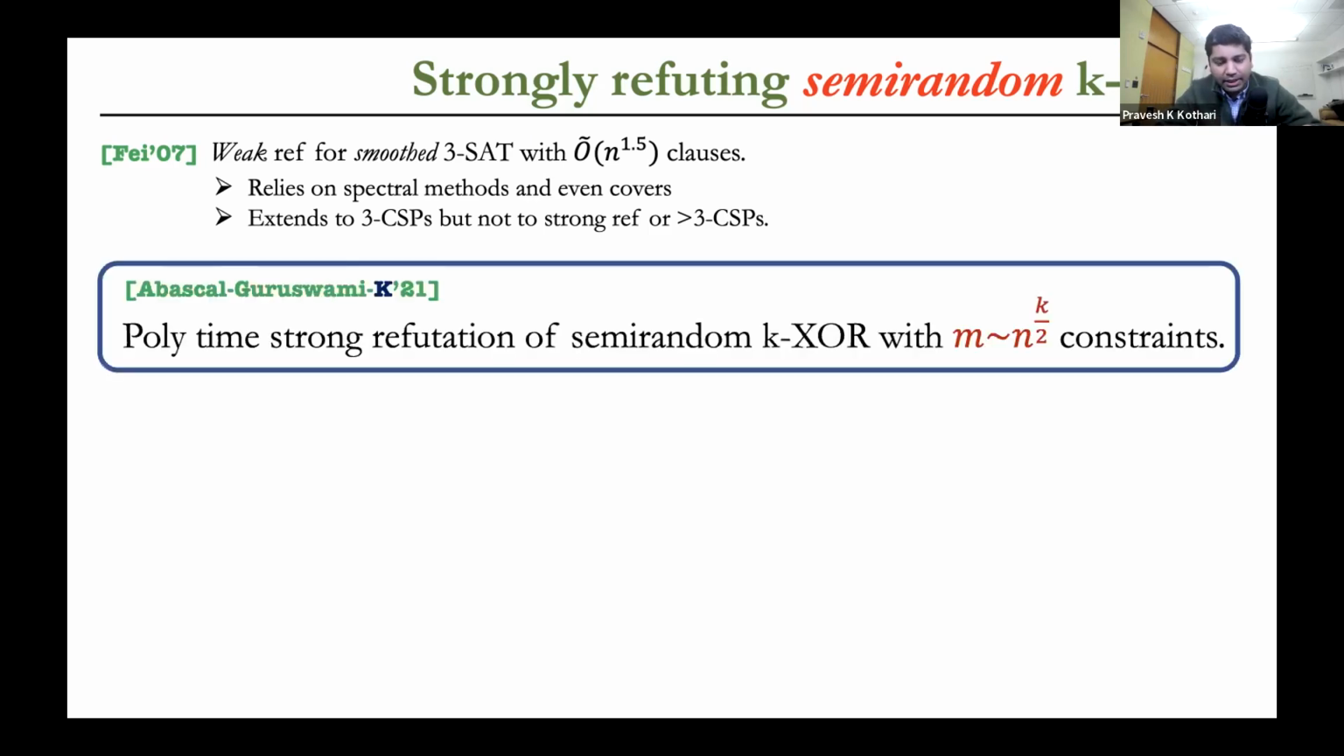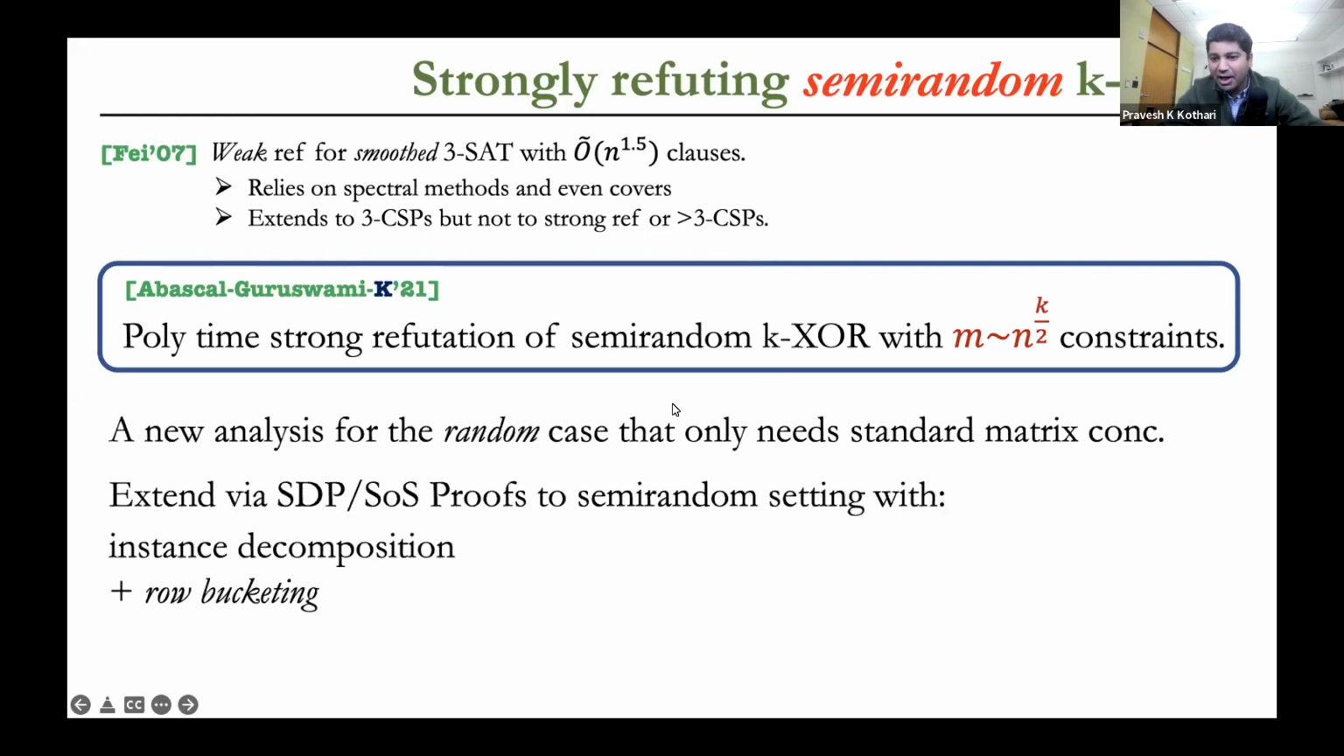And a couple of years ago, we actually figured out the right answer here. We basically figured out a polynomial time strong refutation algorithm for semi-random k-XOR for all k. In particular, the odd k was the more challenging part, at the right density. And the key thing, the main message of the talk, is that we found a new method to analyze the random case.